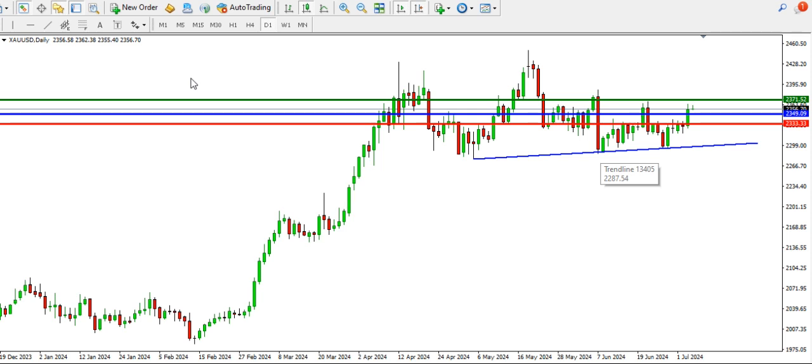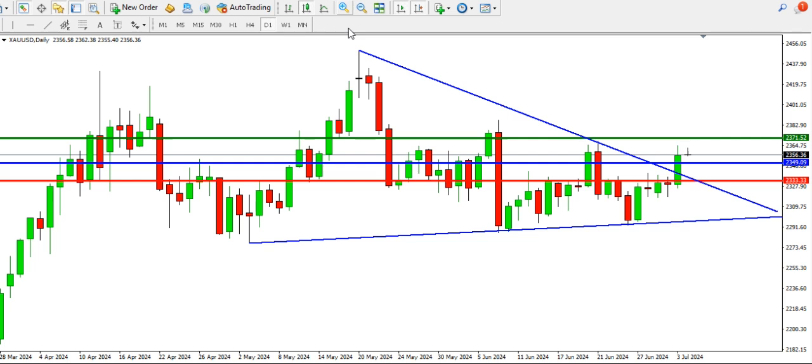Now with respect to the descending trend line, you can see that price already broke the descending trend line. Okay, price broke the descending trend line. And we might possibly see a retest of this trend line. Price might go up. We might see price move in this manner, and we might see price continue up.